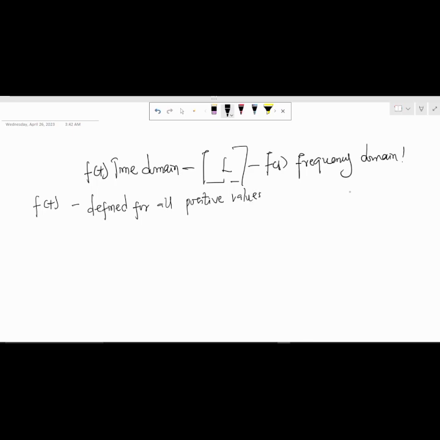To transform this function from time domain to frequency domain, this function is multiplied by e raised to minus st and then integrated from 0 to infinity. This is what we call the Laplace transform of f of t. So please take note of this. The Laplace transform of a function in time domain simply multiplies the function by e raised to power minus st and integrates the new function from 0 to infinity, provided that the integral exists.